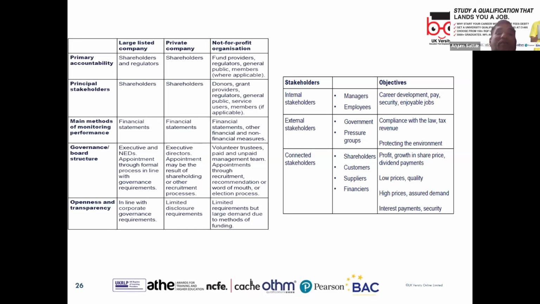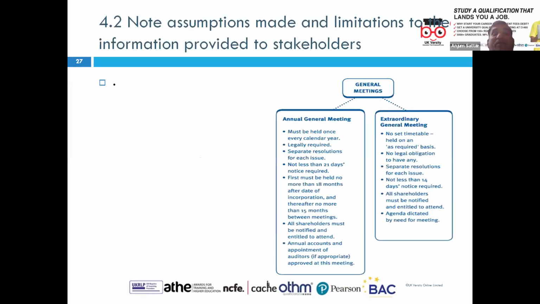On governance, we can look at the non-executive directors for governance purposes, and openness and transparency we need to promote within the company. We can look at internal, external, and connected stakeholders, as we mentioned, and their interests, and we map them again, the mapping. Then we have 4.2, note exemptions made and limitation of information provided to the various stakeholders.